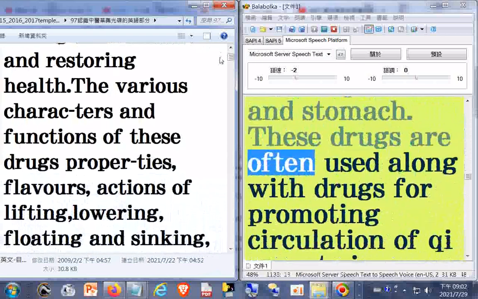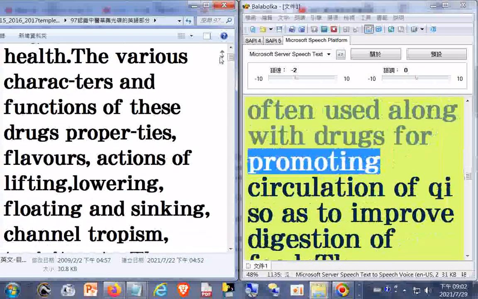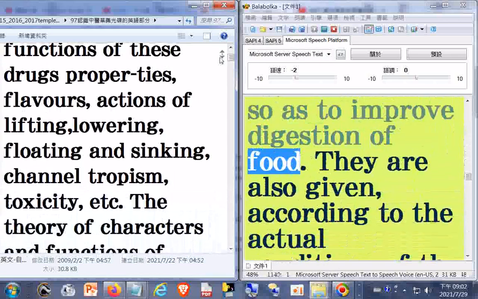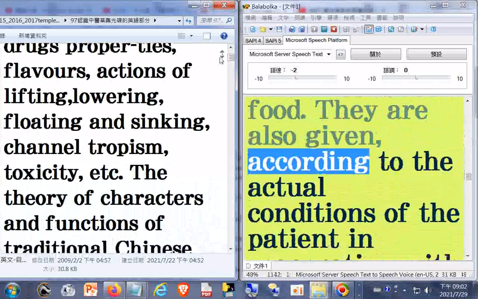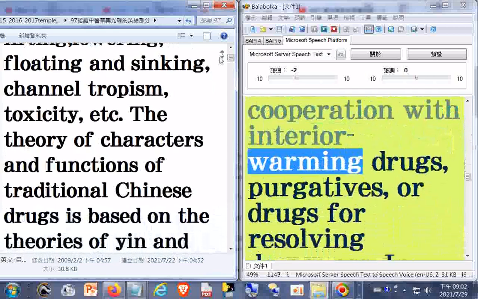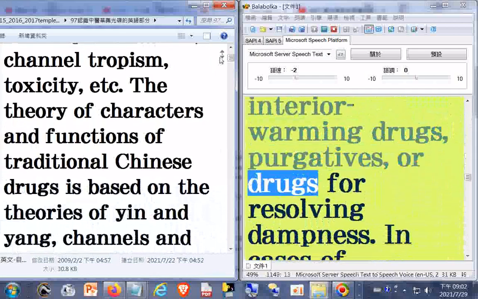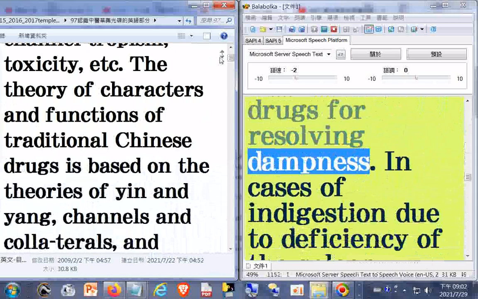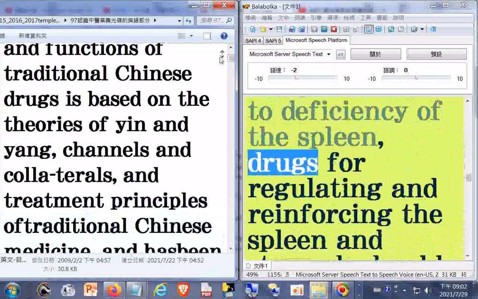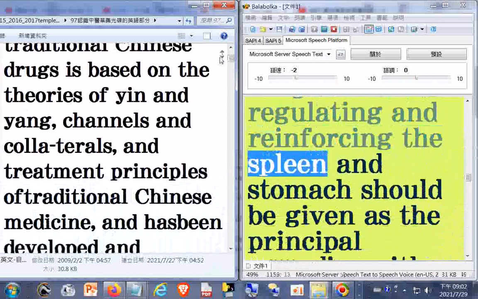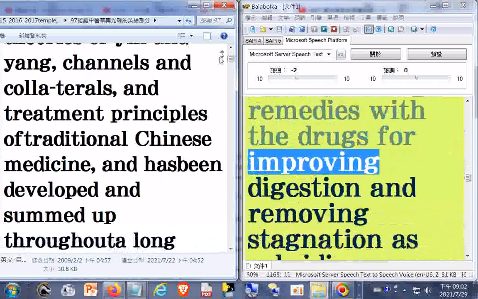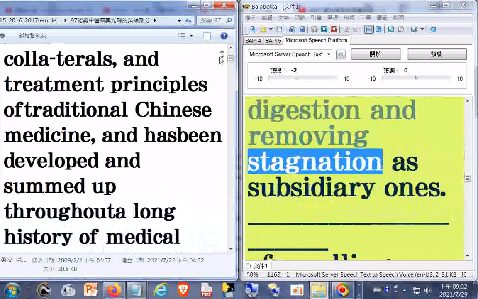These drugs are often used along with drugs for promoting circulation of qi so as to improve digestion of food. They are also given, according to the actual conditions of the patient, in cooperation with interior-warming drugs, purgatives, or drugs for resolving dampness. In cases of indigestion due to deficiency of the spleen, drugs for regulating and reinforcing the spleen and stomach should be given as the principal remedies with the drugs for improving digestion and removing stagnation as subsidiary ones.